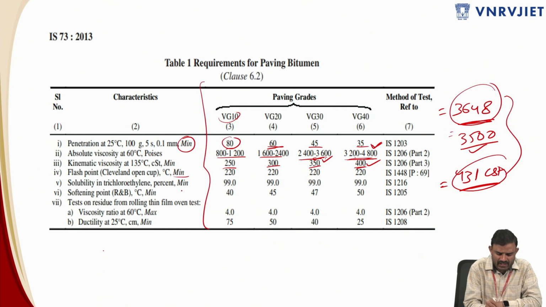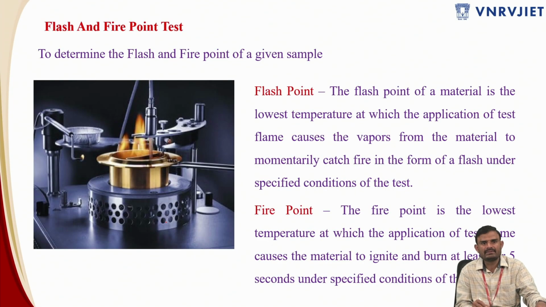I'll come to the flash and fire point in a while, and these are the parameters which we have covered. And ductility at 25 degrees centigrade. Then the test on residue from the rolling thin film oven, we did not discuss that, so we'll leave it aside. And the flash and fire point, this is the last test.